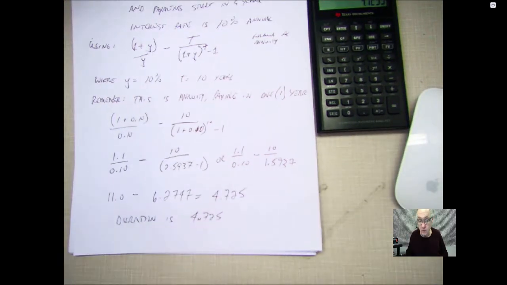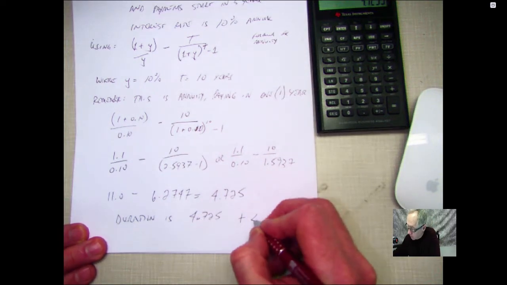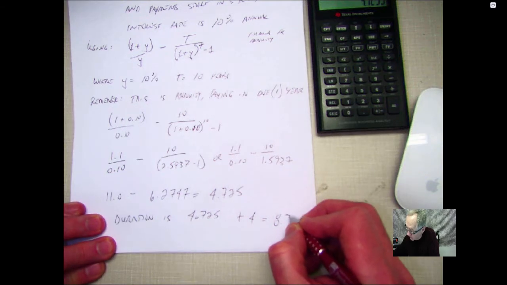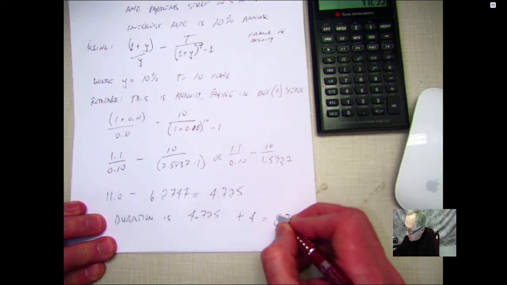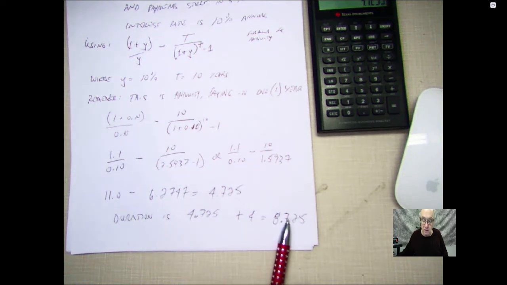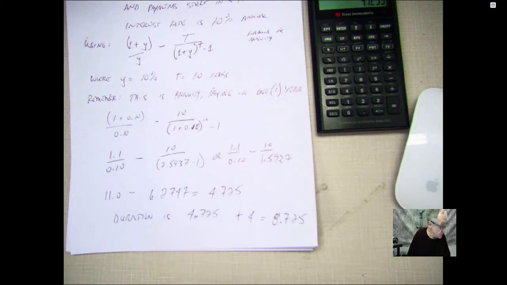For an annuity that's going to pay in 5 years' time, we add the remaining periods, 4 years. So 4.725 is the duration of the annuity payable in 1 year, but it doesn't start for 4 years, so our duration increases to 8.725. Now, so that answers A.